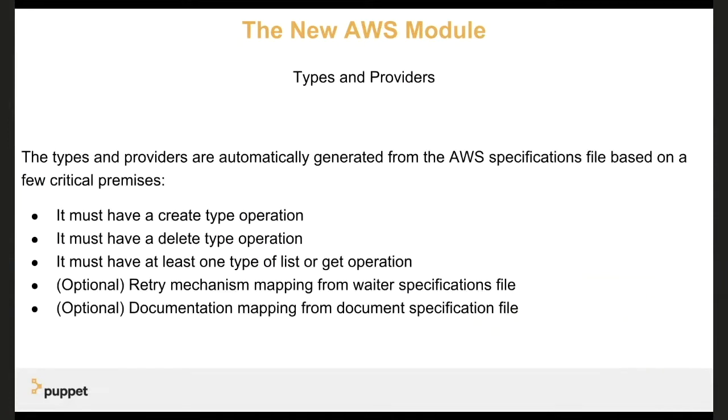So the types and providers that are generated from the AWS specifications must obey some premises. We define these operations so that each definition must contain a create operation, a delete operation, and at least one type of get or list operation. We also took advantage of retry mechanisms that are available as a definition in the specification files, and any type of documentation we found, to provide for our module.